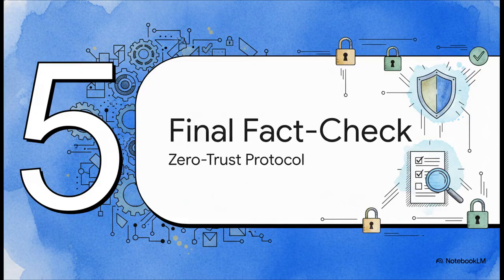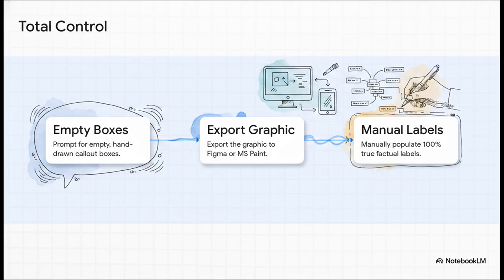Which leads us perfectly into Section 5, the final fact check. All right, here is your absolute fail-safe workflow for total control. Step 1, bypass the AI's text generation entirely. Just ask your prompt for clean, empty, hand-drawn style callout boxes. Don't let it write the technical labels at all. Step 2, export that clean graphic out to Figma, Photoshop, or, hey, even Microsoft Paint works. Step 3, manually populate those boxes with 100% true, factual labels yourself. Boom. You retain total control over the narrative and the data.